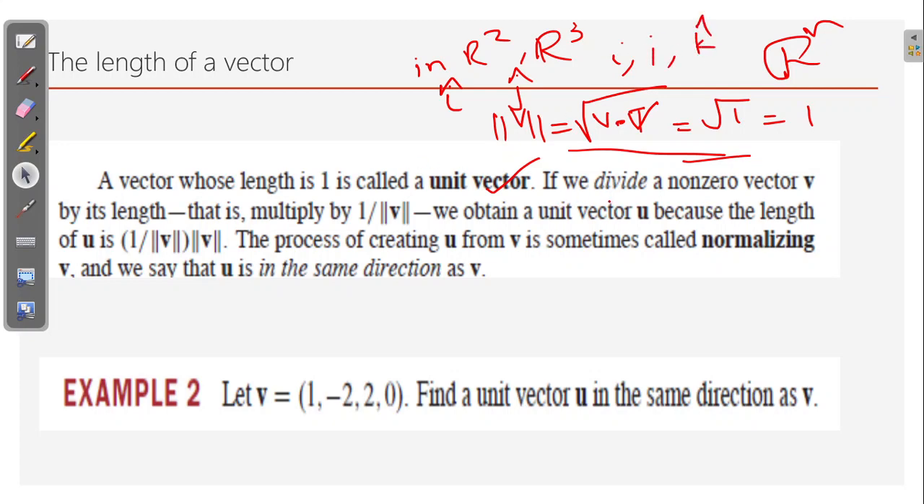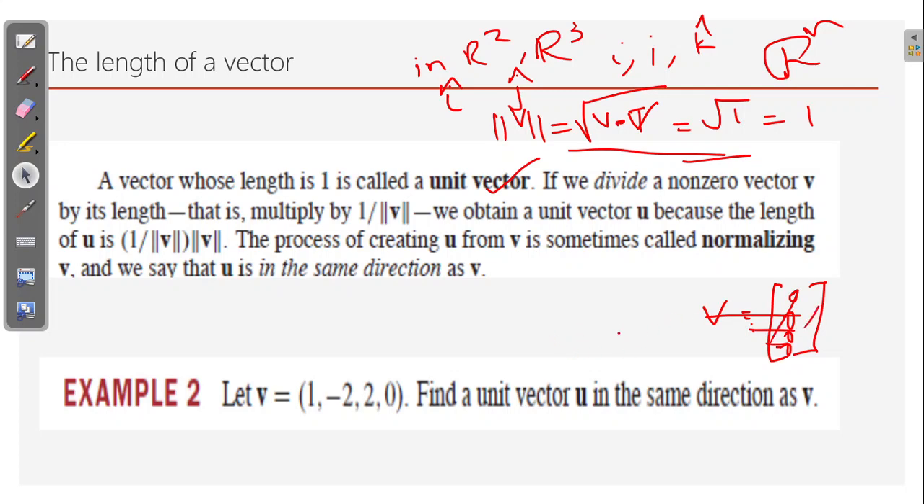If we divide a non-zero vector v, that means a vector whose entries are not all zeros, so a non-zero vector, not all zeros, that means v is not a null vector.